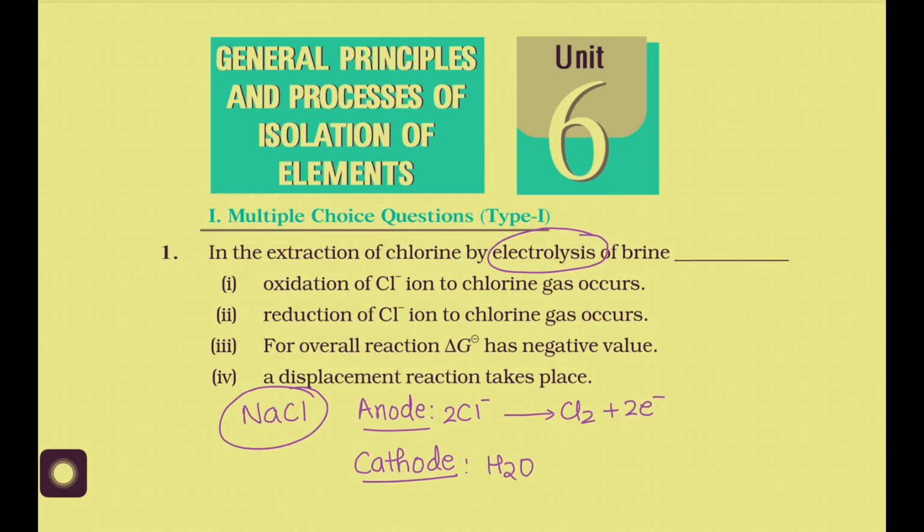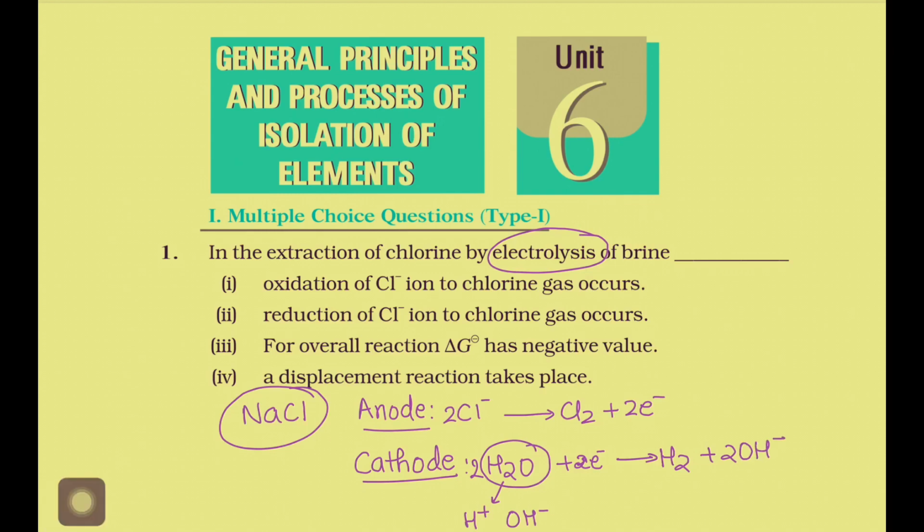water will get reduced basically. So water will get reduced. You know that water is H plus and OH minus. It will get reduced by taking 2 electrons to become what? Hydrogen gas and 2 OH minus. So this is the reaction at cathode, and overall Na plus and this OH minus will form NaOH.